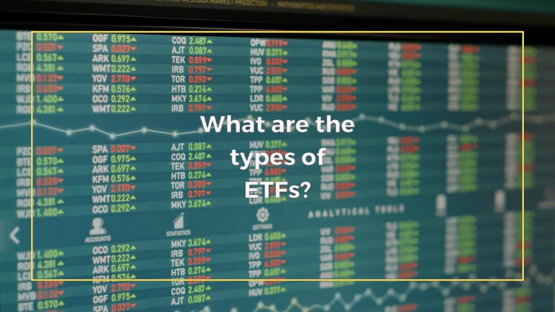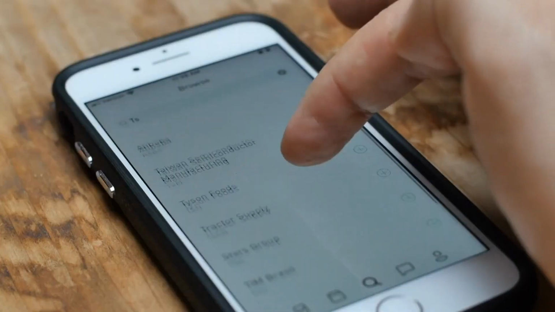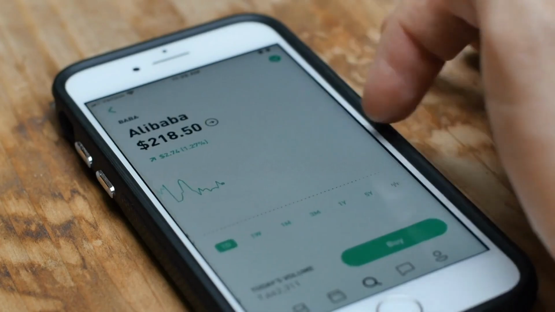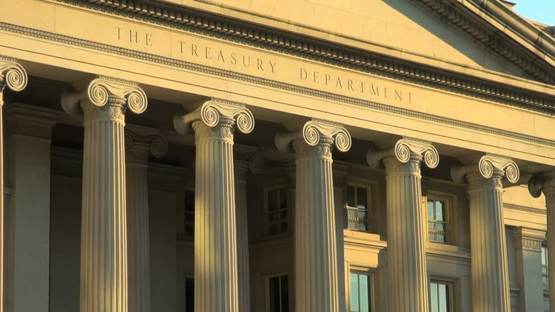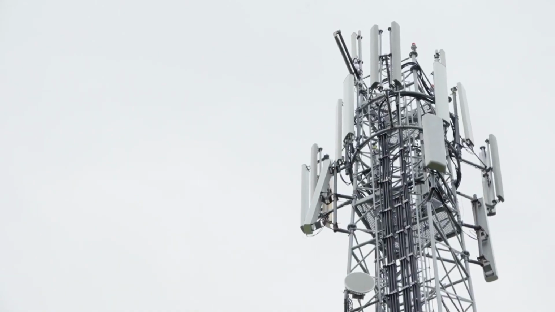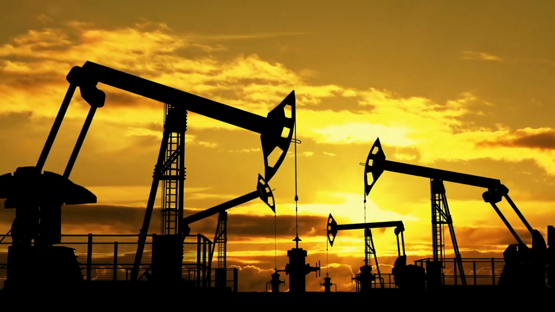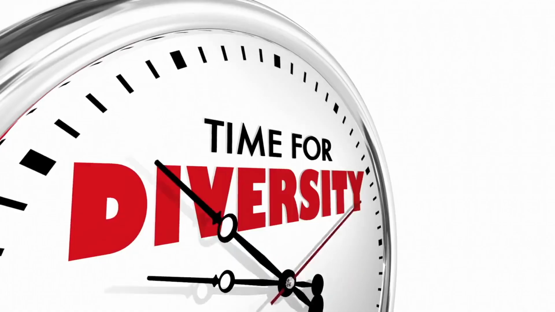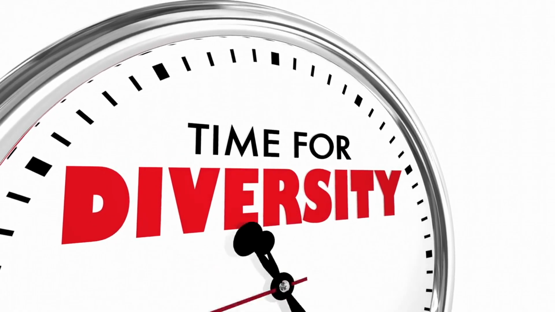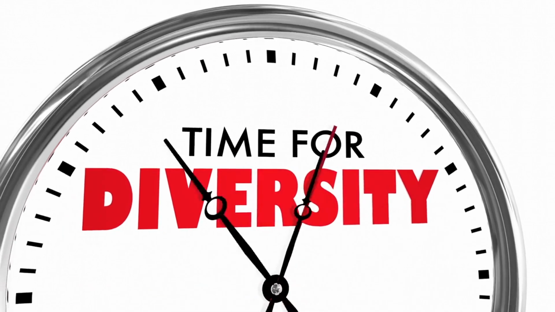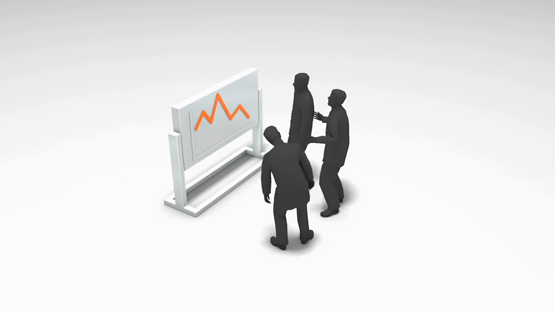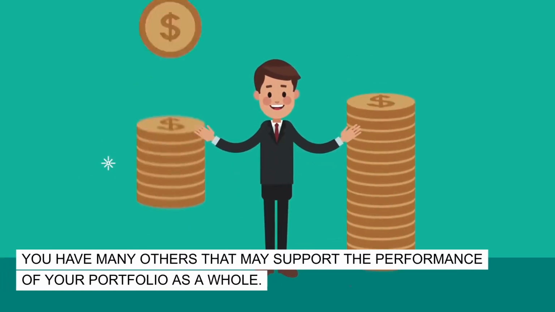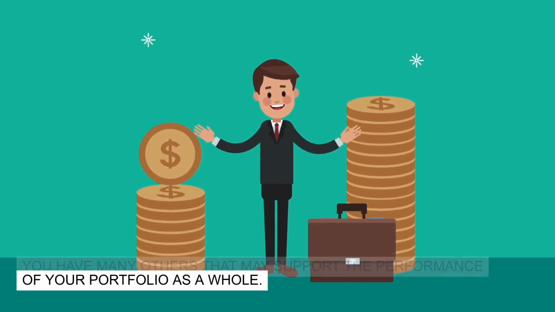investments. So, what are the types of ETFs? There are many types of ETFs that can expose your portfolio to different assets and markets. These include stock ETFs, bond ETFs, specialty ETFs, sustainable ETFs, commodity ETFs, factor ETFs, and currency ETFs. By including other sectors and types of investment within your investment portfolio, you're diversifying your assets. Diversification brings down the risk. In the event that one company or sector doesn't perform well, you have many others that may support the performance of your portfolio as a whole.